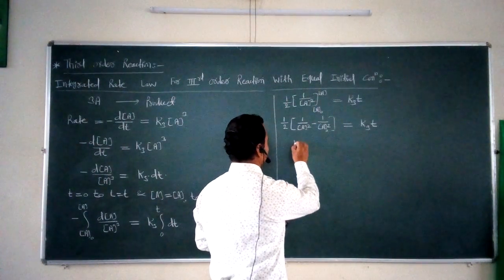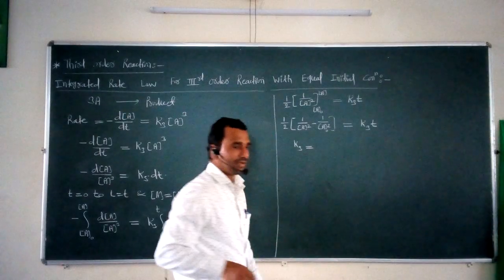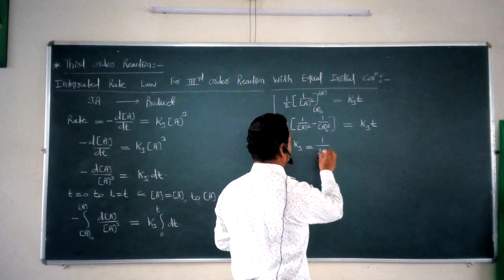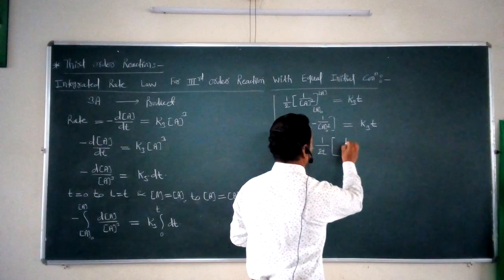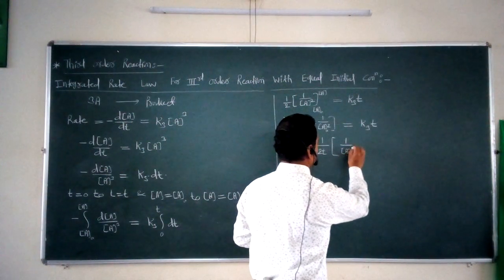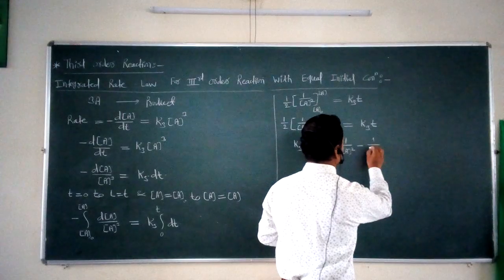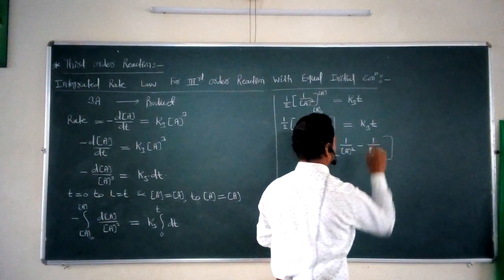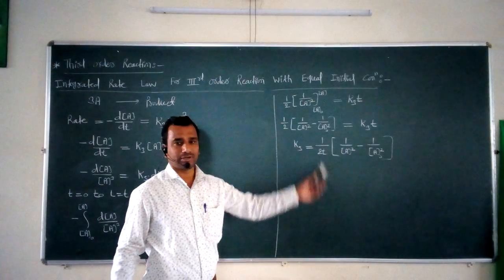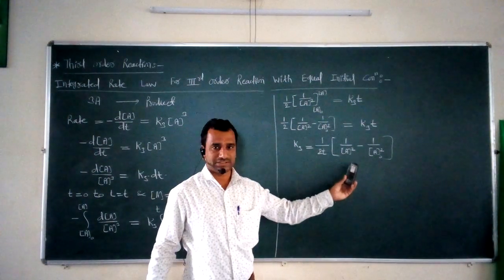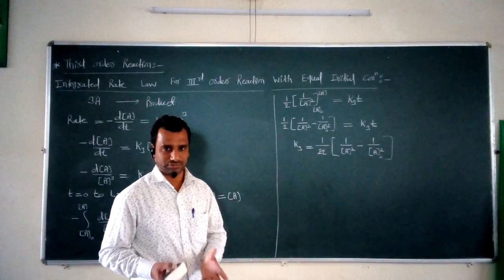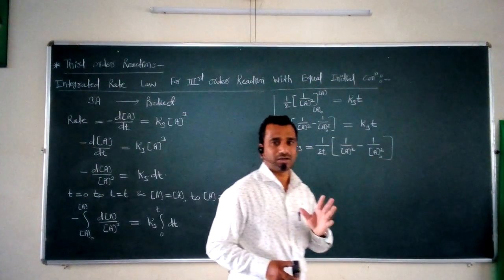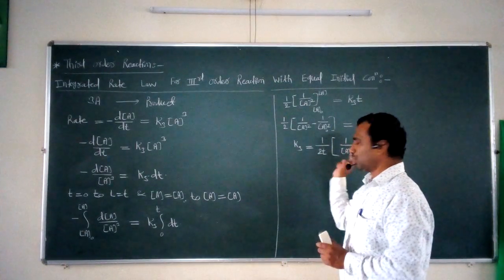Now if we rearrange the same equation in order to get the rate constant, then K3 is equal to 1 upon 2 into t, in the bracket, 1 upon A square minus 1 upon concentration of A0 square. This is the equation for the rate constant for a third order reaction involving two different concentrations.